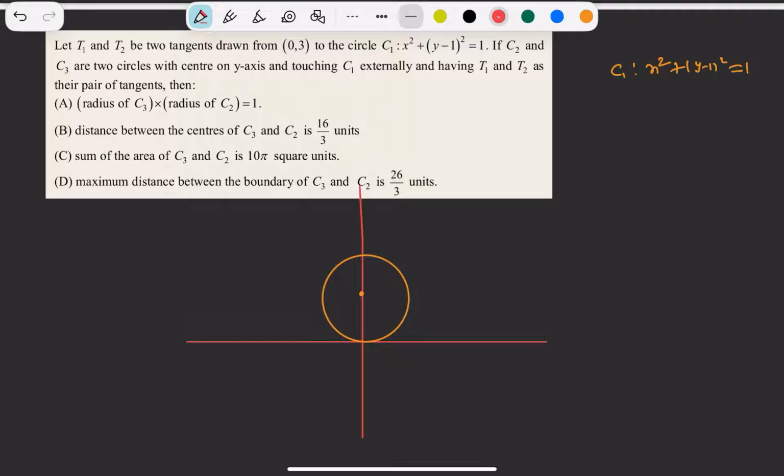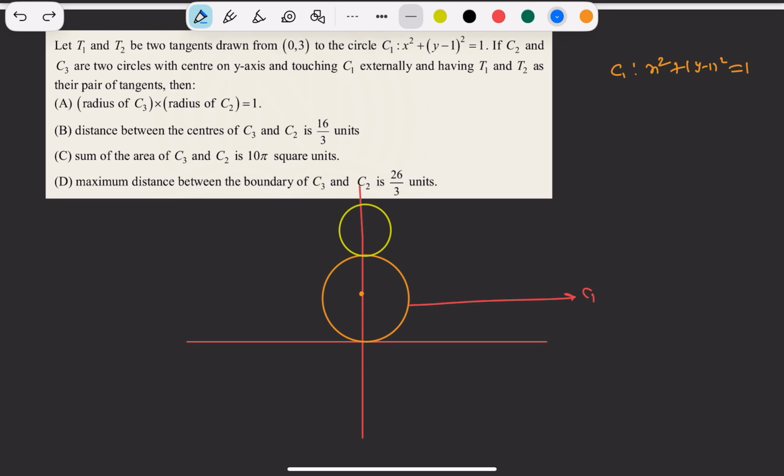Similarly, they are saying that we have two more circles, C2 and C3, which are touching this C1 externally, and their center is on the y-axis itself. So what kind of circle can I expect here? Suppose one circle could be like this one, and another circle could be like this one. This kind of circle I can expect here. We'll draw it again, but before that let us try to draw the tangents also.